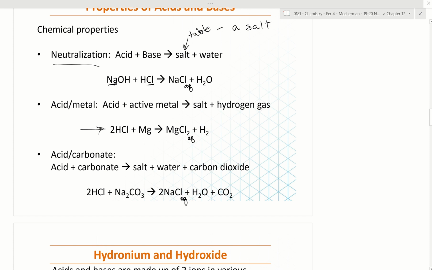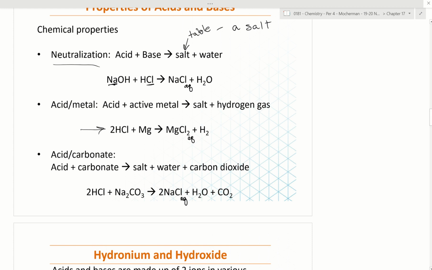And then the last one is an acid-carbonate reaction. You've seen this if you've ever done a baking soda volcano, or if you've ever seen anything react with acid that produces a lot of bubbling, your Alka-Seltzers and things like that.